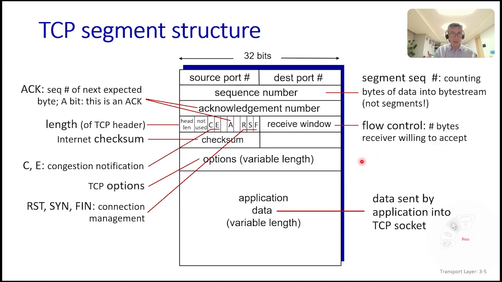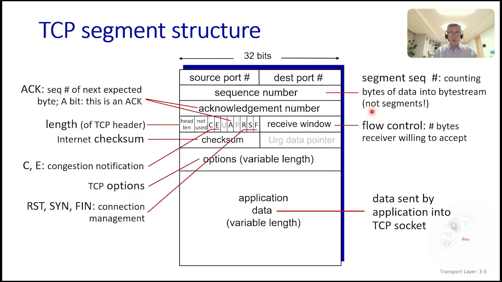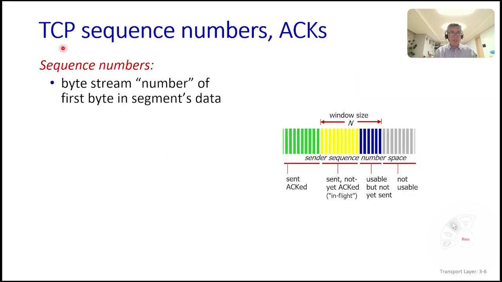And TCP also supports explicit congestion notification, the C and E flags. Also the urgent pointer, for urgent data. Delivering urgent data is called out-of-band delivery. And now the TCP sequence number is the byte stream number of the first byte of this segment's data.